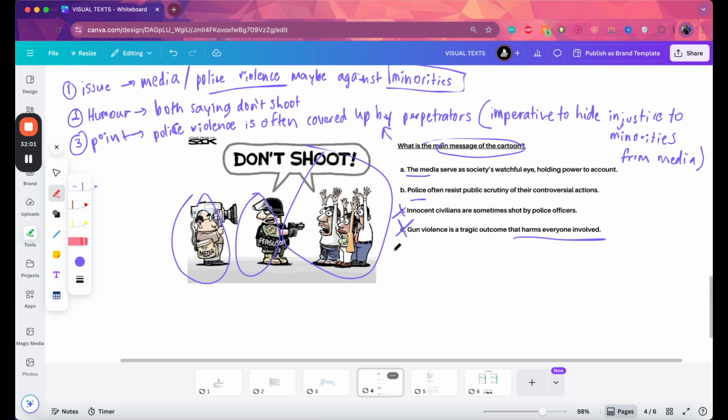So we're down to A and B, which are my 50-50s. Those were the two options that were pretty hard for me to eliminate off the bat. So I have to look at them very carefully. The media serve as society's watchful eye, holding power to account. Now, the first part here sounds correct. The media serve as society's watchful eye. So the media is watching the people committing violence and the people that violence is being committed against. But are they holding the power to account? I'm not really sure about that. I'm sure about this part, I'm not that sure about this part.